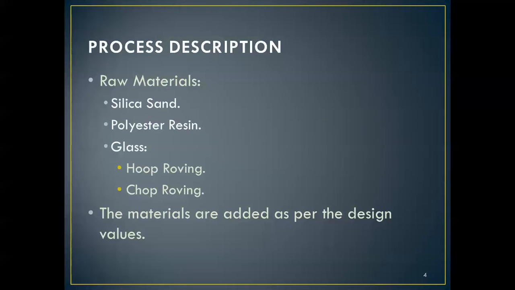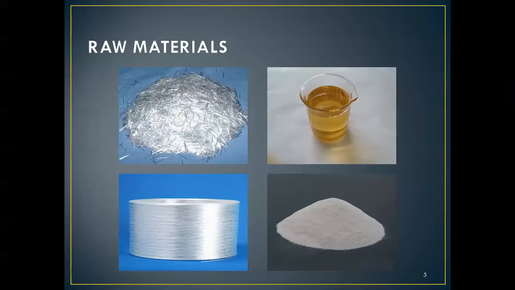In the continuous filament winding process, GRP as a composite pipe contains several raw materials: the silica sand, the polyester resin. The glass is also classified into two classifications: hoop roving and chop roving. The materials are added as per the design values. The design values come from the design department, from what we call a control summary that is provided by the design department.